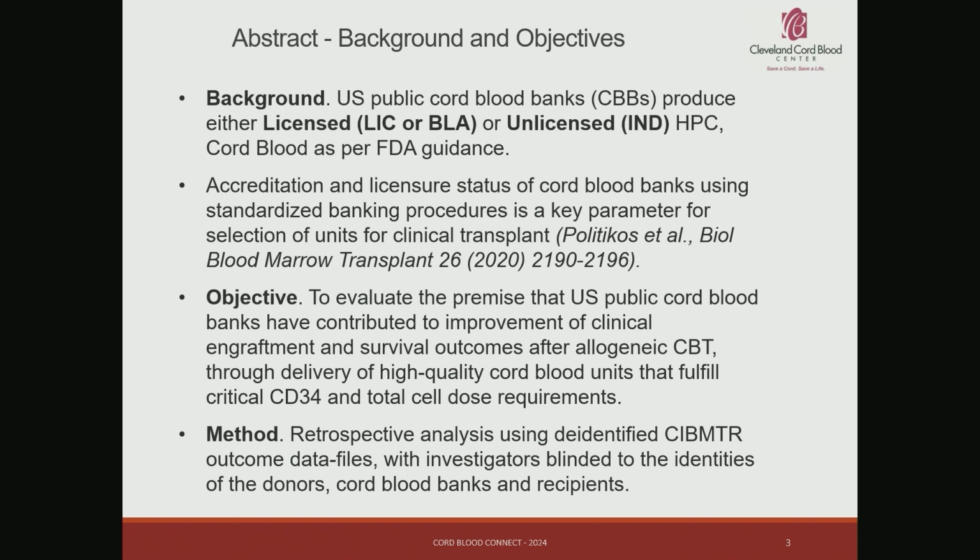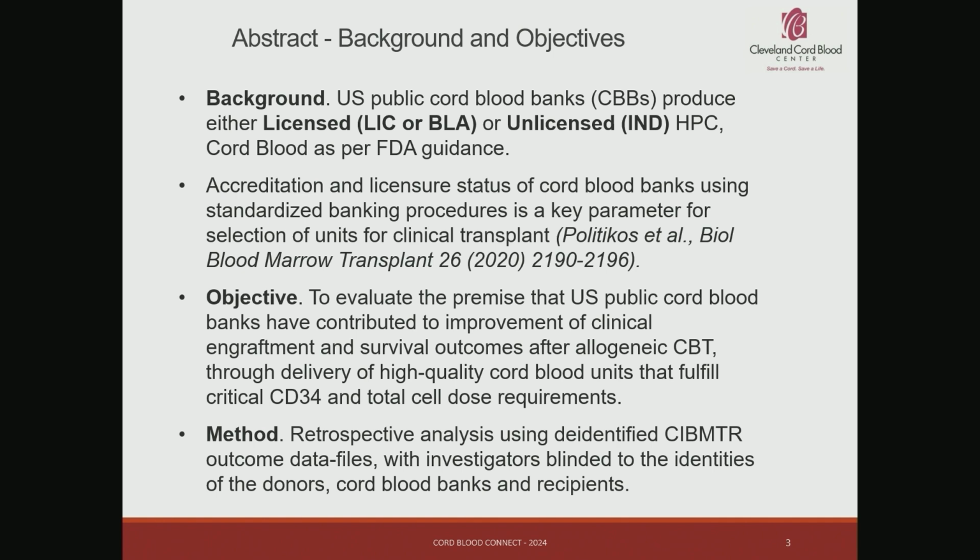We talked about licensed and unlicensed units. But in terms of selection or being part of standardization of cord blood transplant processes, one of the parameters is selection of units produced by accredited or licensed cord blood banks. So we wanted to evaluate the premise that US public cord blood banks that have gone through the effort of accreditation and licensure contribute to advancement of clinical outcomes and survival outcomes through delivery of high-quality units that fulfill specific cell criteria, including CD34 and TNC.